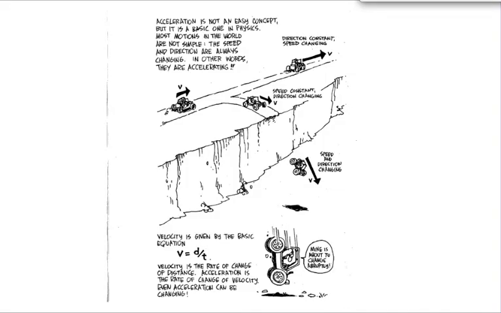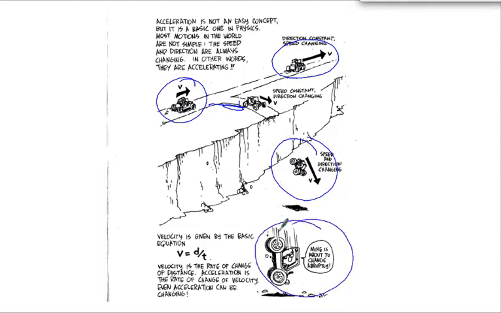Okay? So if we look at this diagram, if we have the car here, if it turns but keeps the same speed, it's accelerating. If it speeds up but keeps the same direction, it's accelerating. If it falls off the cliff, it's both turning and speeding up, it's accelerating. If it suddenly comes to a stop, that's also accelerating.